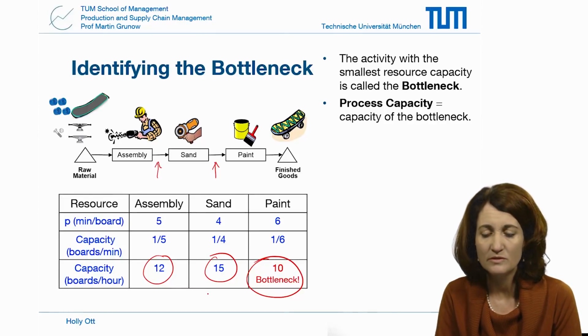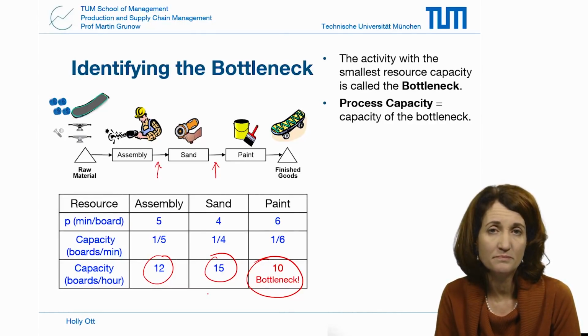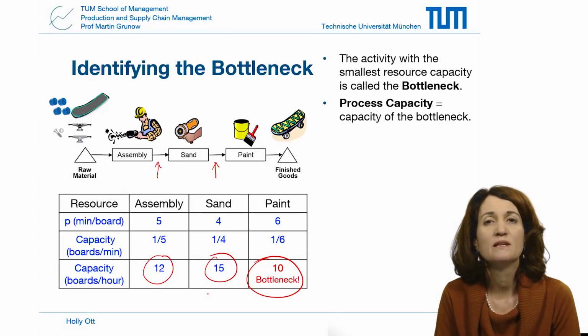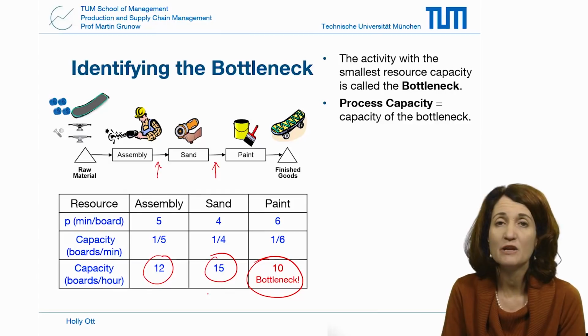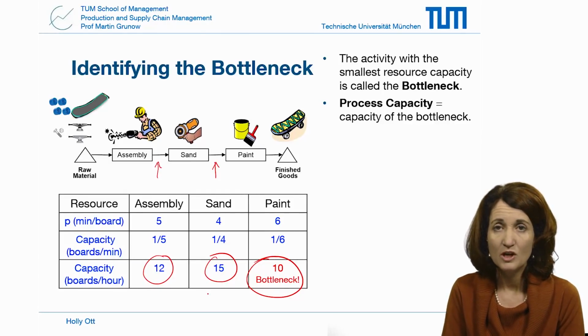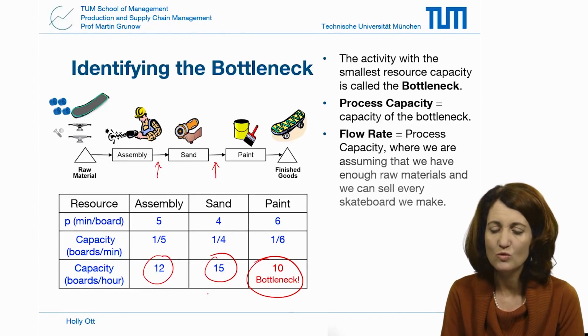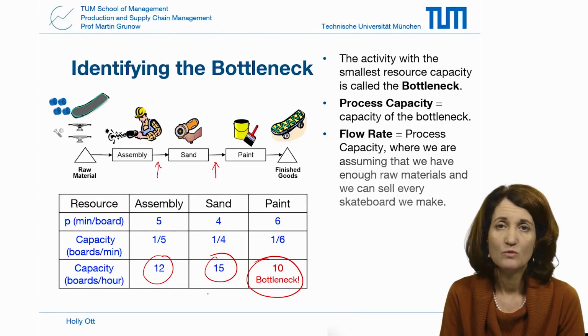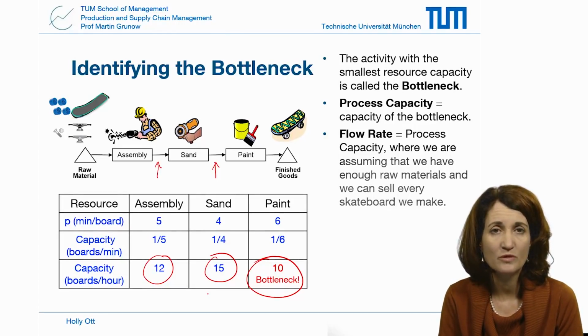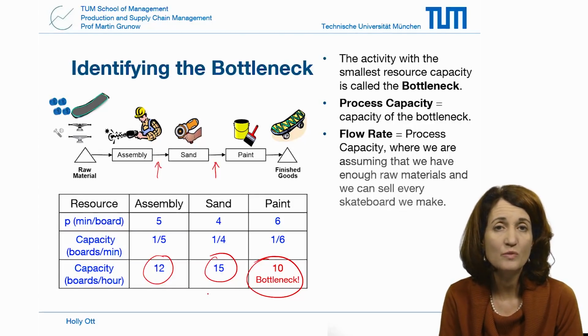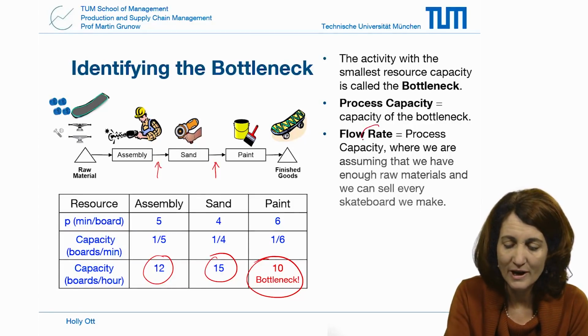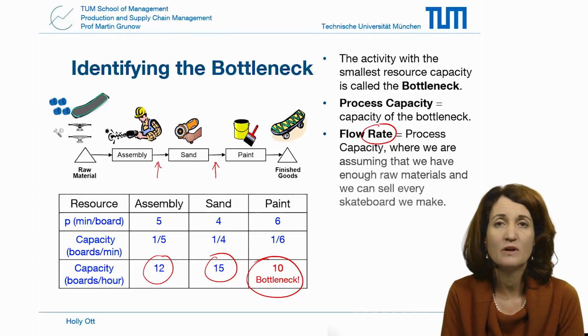And this brings us to another important measure of our process flow. We know that the flow time, remember this is the speed of the process, with this 5 plus 4 plus 6 is 15 minutes. And this is the time it takes to process a board. We now have a flow rate, which is going to be equal to our process capacity. How many boards can be produced per hour? Don't forget the word rate, it's not time, it's rate, boards per hour.